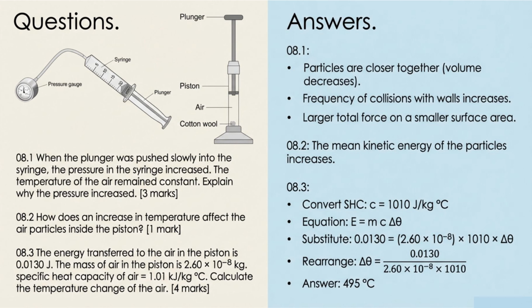Convert the specific heat capacity to joules first. So C equals 1010 joules per kilogram degree Celsius. The equation is energy equals mass times specific heat capacity times temperature change, or delta theta. We substitute what we have. 0.0130 equals 2.60 times 10 to the negative 8 multiplied by 1010 multiplied by delta theta. Rearranging for delta theta gives us 0.0130 divided by the product of 2.60 times 10 to the negative 8 and 1010. And that calculates out to exactly 495 degrees Celsius.